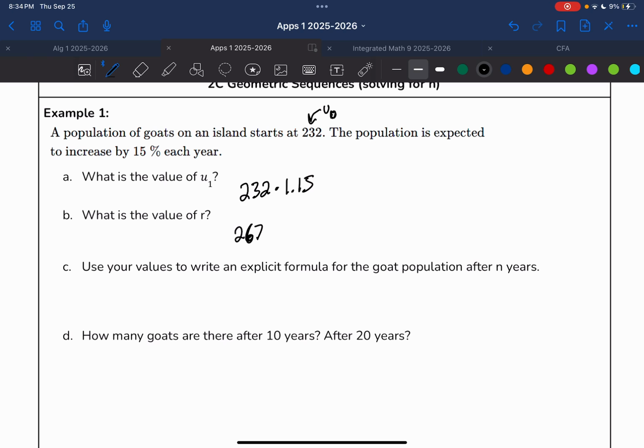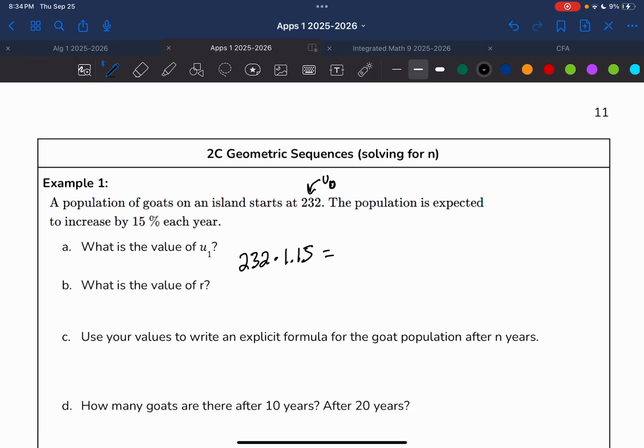Goats on the island. Oh, sorry. Skip the question. So, 267 goats on the island after 1 year.